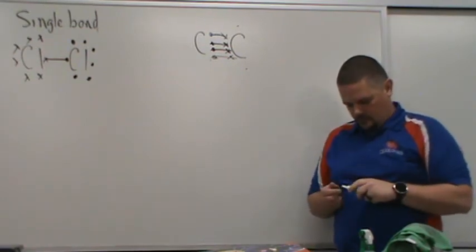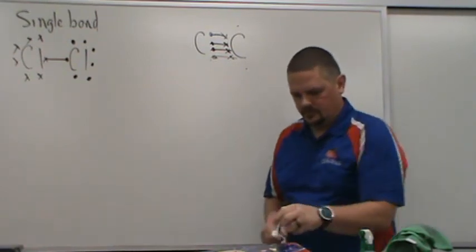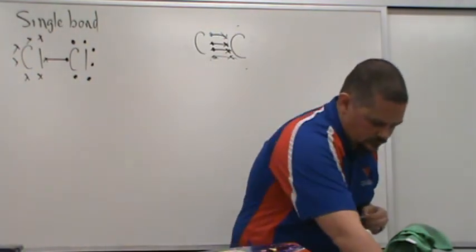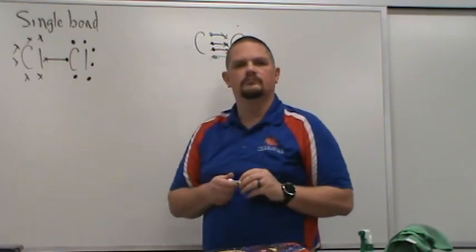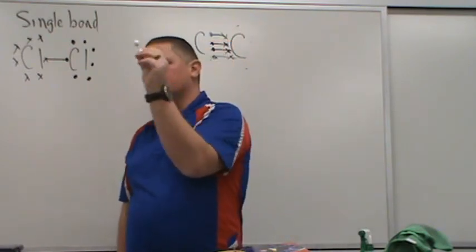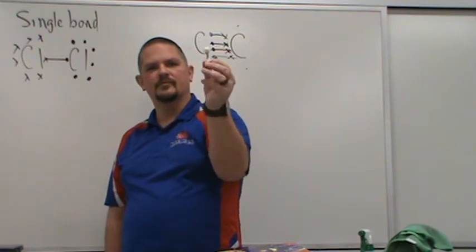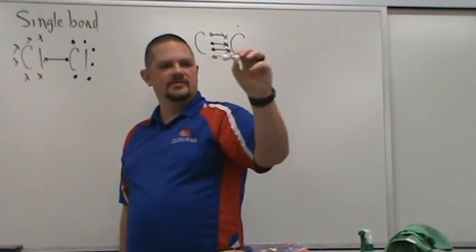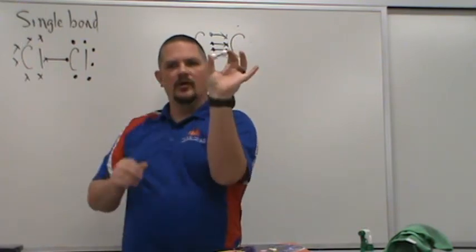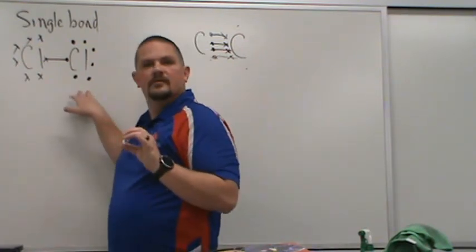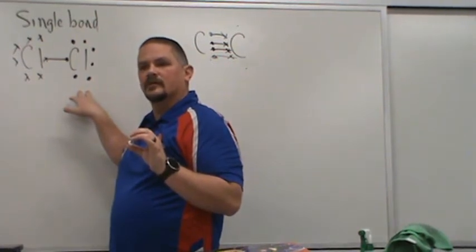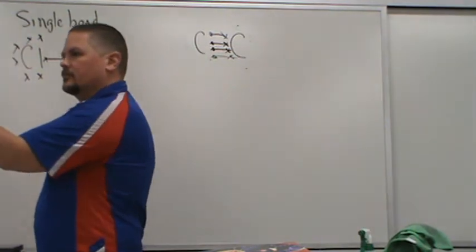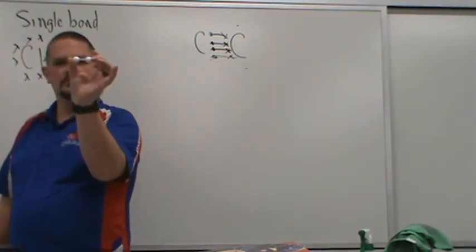Okay. Well, let me show you something. Sometimes we have to use models to represent what we're trying to write down on paper. Okay? So let's just say that these two white doohickeys represent chlorine. Right? So to represent the single bond, I just have this bar between the two. Okay?